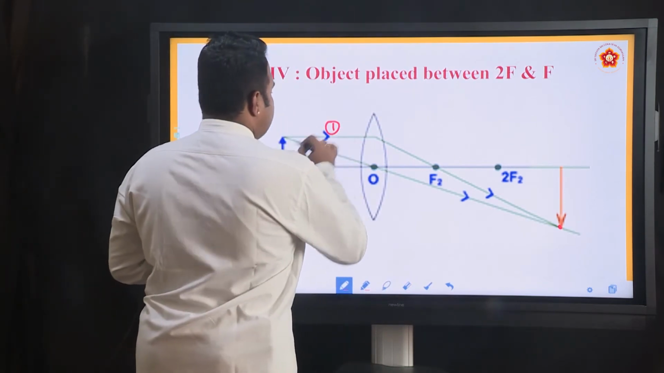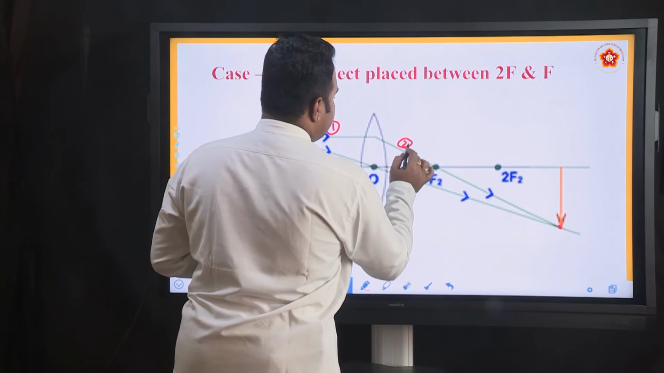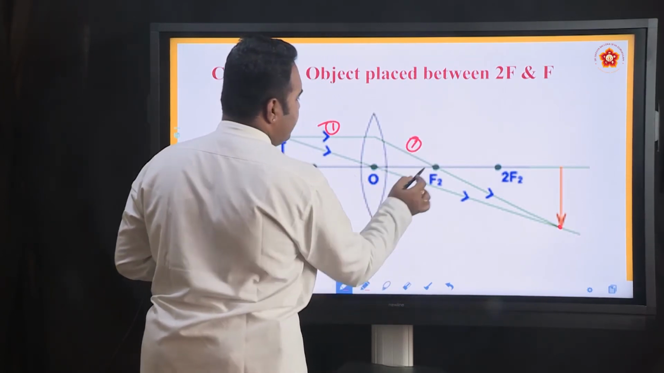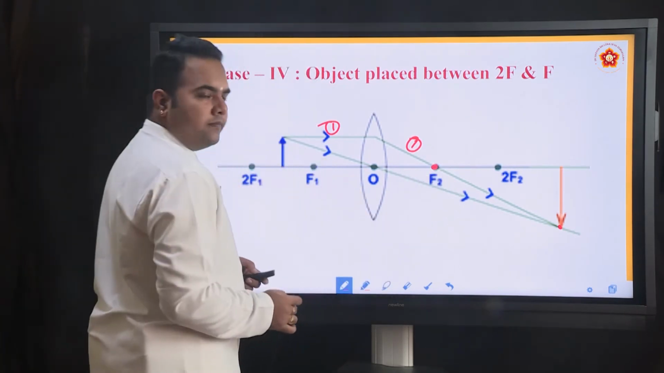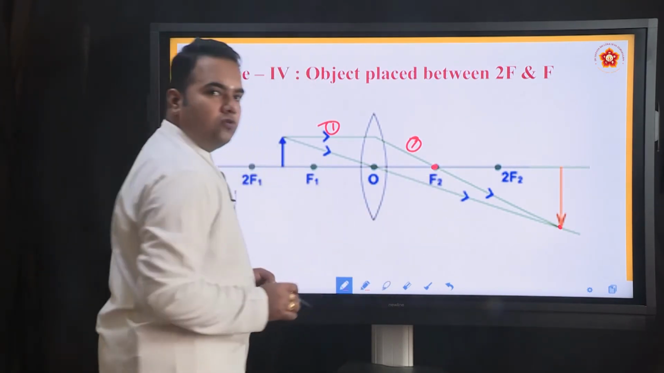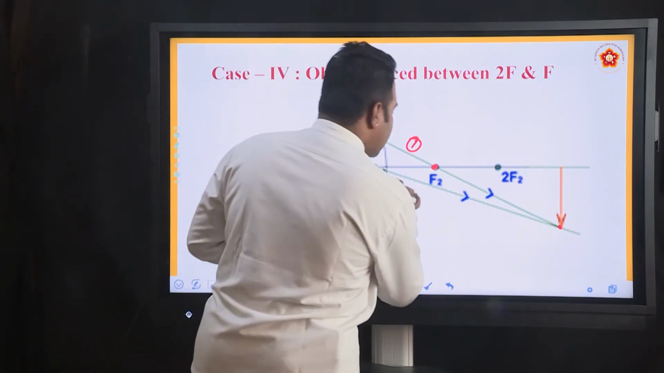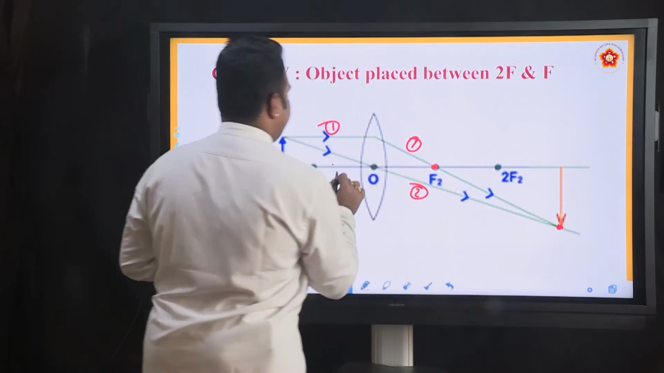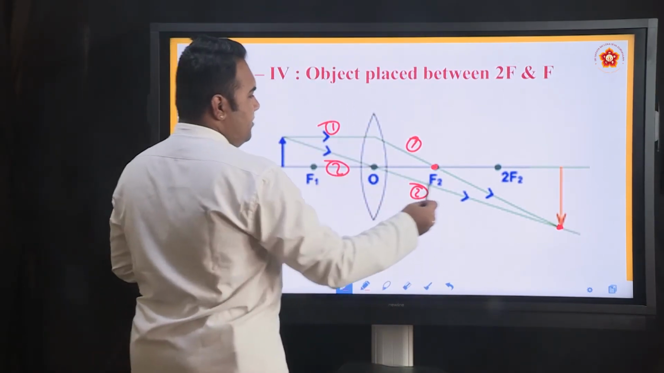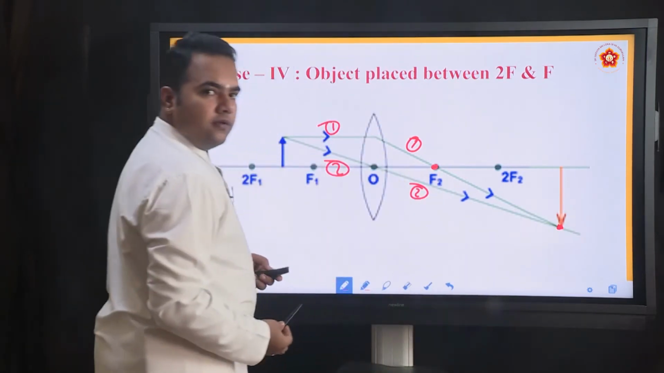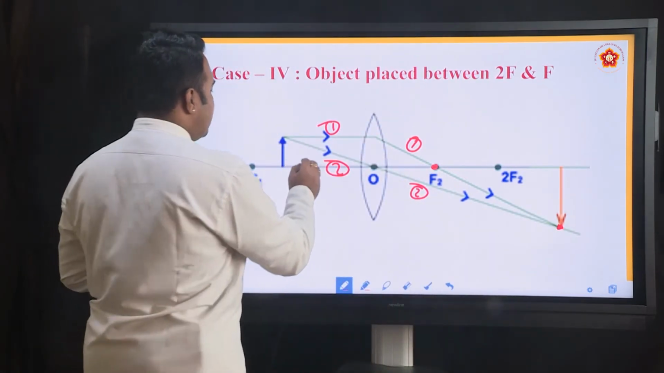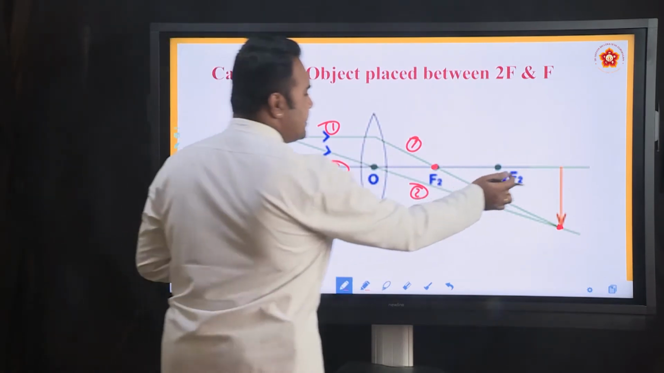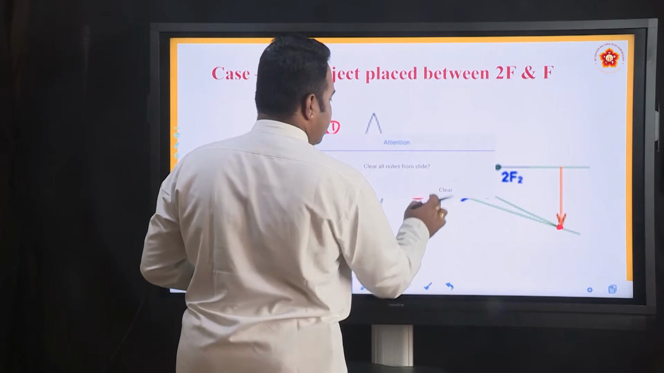Now ray 1, which is parallel to the principal axis, passes through the focus. So this is my ray 1 passing through the principal focus. Any other ray of light which is passing through the optical center, it goes undeviated and then it intersects the first ray at this point. So this is my second ray. Now the image is formed beyond 2f. So which means when I place the object between f and 2f, the image is formed beyond 2f on the other side of the lens. It is real, inverted and enlarged image.